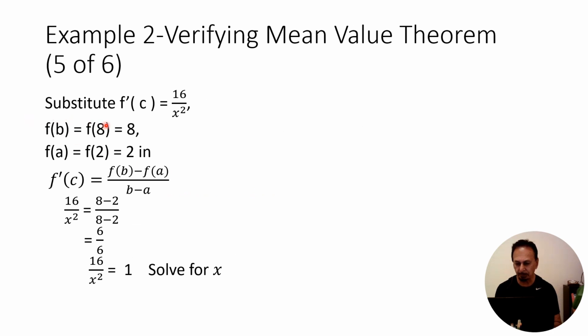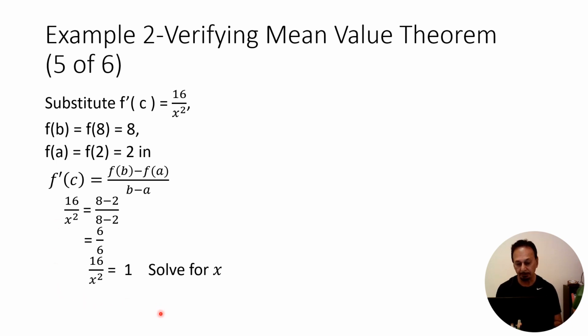Let's substitute. f prime of c is equal to 16 over x squared. f of b equals f of 8 equals 8. f of a equals f of 2 is equal to 2. In the formula, f prime of c equals f of b minus f of a over b minus a. So f prime of c is 16 over x squared, f of b is 8 and f of a is 2, b is 8 and a is 2. Now we simplify. 8 minus 2 is 6 and 8 minus 2 is 6. So 6 over 6 cancels out to 1. So we have 16 over x squared equals 1.